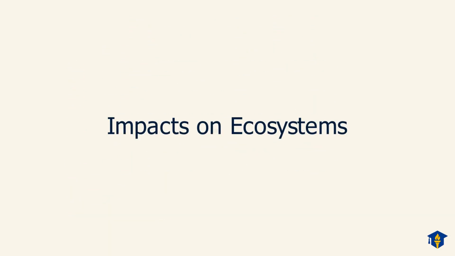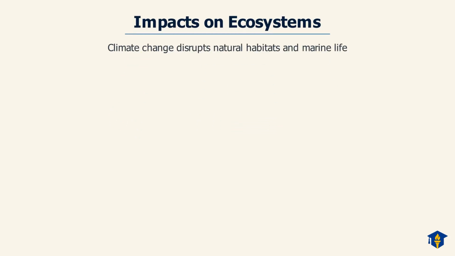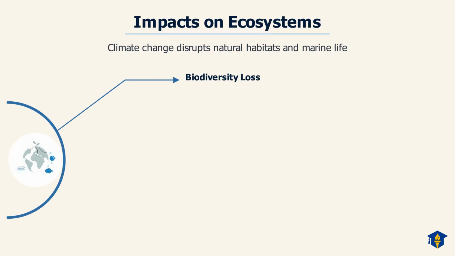Now, let us examine the profound impacts of climate change on Earth's diverse ecosystems. Climate change severely disrupts natural habitats and marine life, threatening their delicate balance. One major consequence is significant biodiversity loss, affecting countless species globally. Species are declining or facing extinction due to rapid temperature changes and widespread habitat loss.